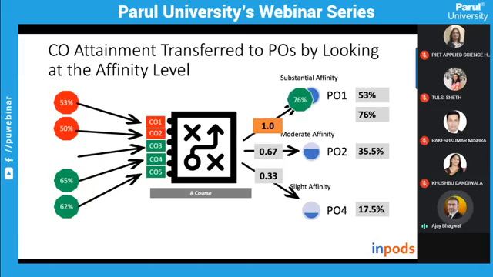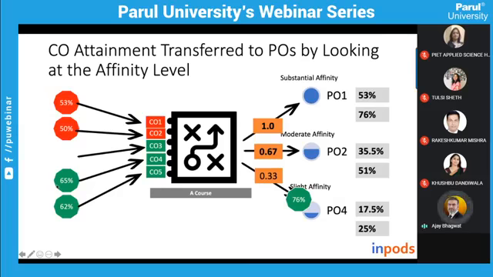So now I am showing you what will happen if another CO's percentage is transferred to the PO. And so you will get two different values here. Likewise, every CO will contribute some value here. So you will get 5 values for every PO, and then you can just average it out and consider that as the final attainment percentage contributed by all the COs of this course.